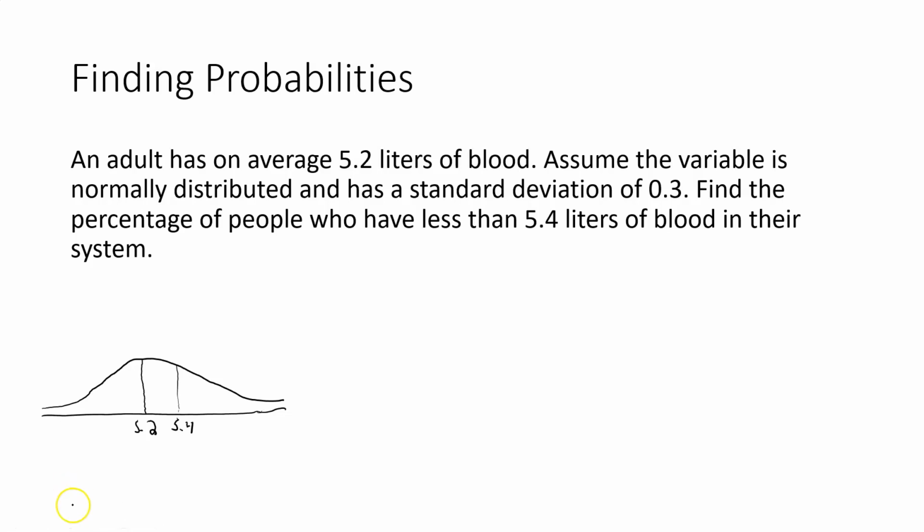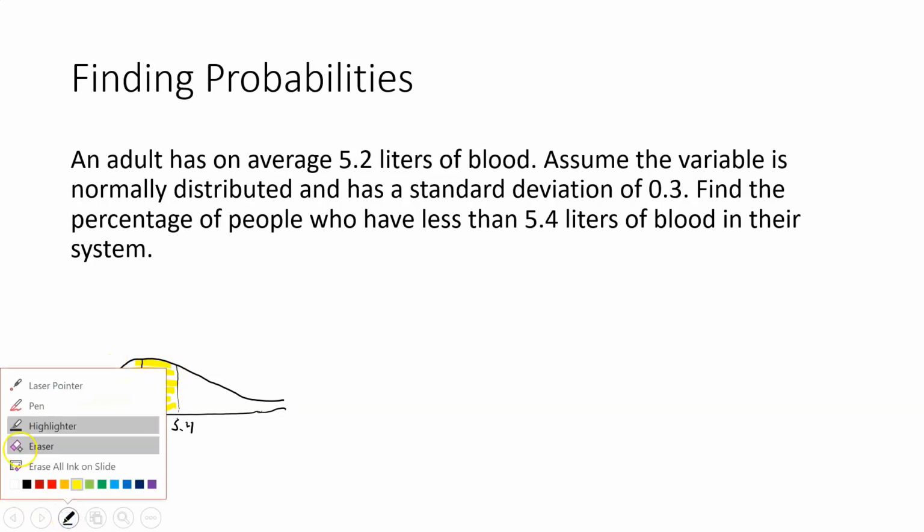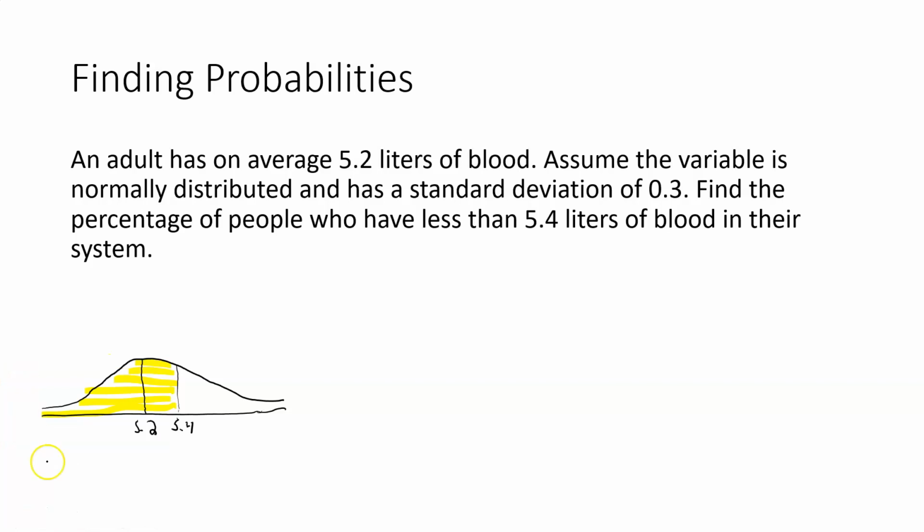That means I'm going to shade what is in here. Hopefully you guys like my writing a little better this time than the last time. I actually have a pen now. So we have a problem where it's to the left, which means going back to section 6.1, once I convert this 5.4 to a z-score, I'm just going to look that z-score up in the table and I'm going to be done.